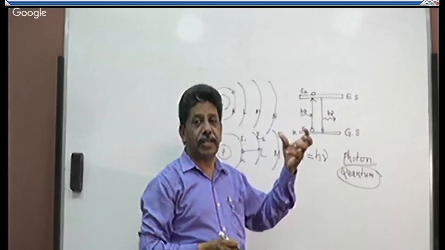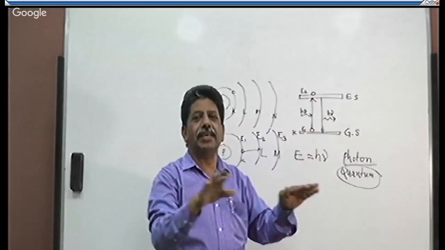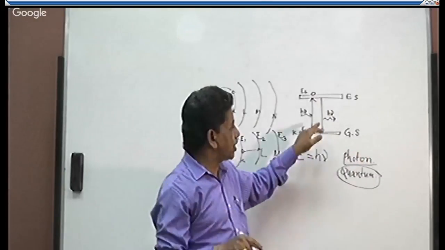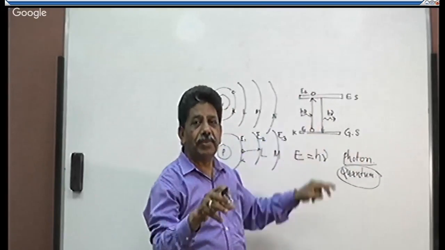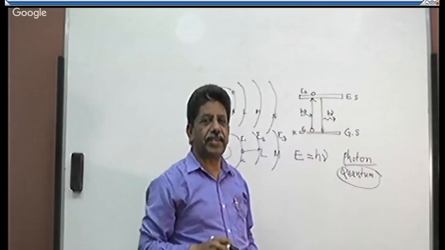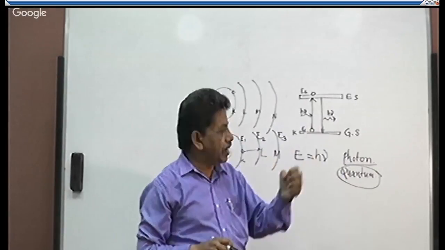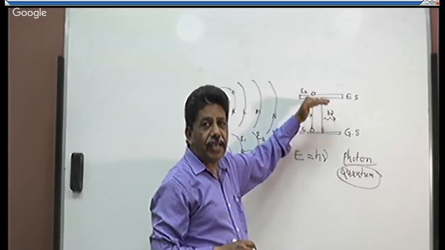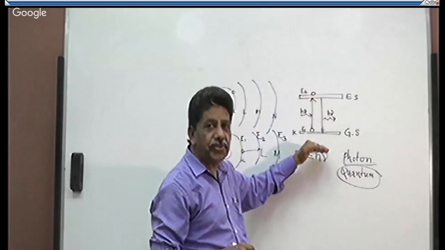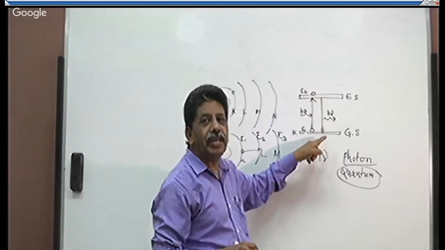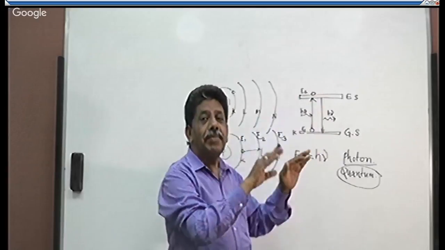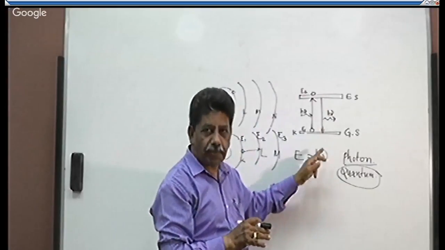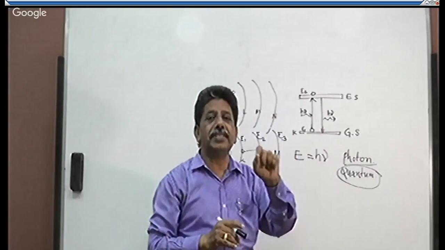stimulated absorption. That means the electron is happily spending its time in the ground state, but we are forcing the electron to go to the excited state. In other words, we are stimulating the electron. Thereby, the electron absorbs energy and goes to the excited state. And the electron cannot remain there, as I said, it will come to the ground state, because it is a temporary state. It will come back. It will feel comfortable only in the ground state. And while coming back, we say it is a spontaneous emission.